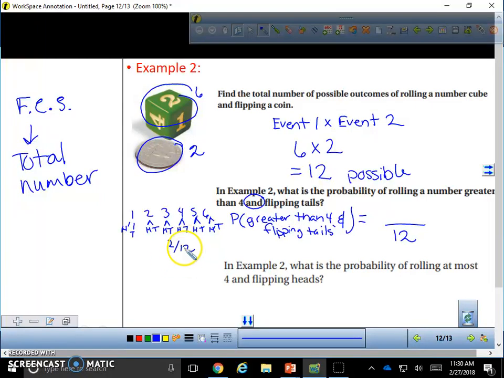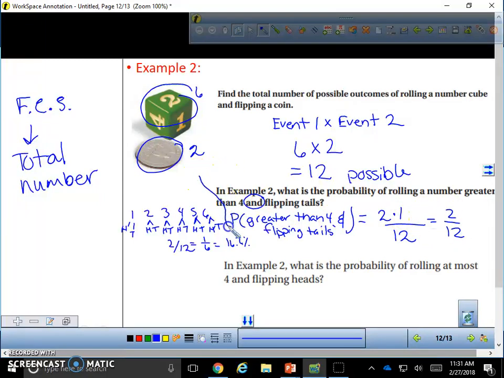Which reduces down to 1/6, which in percent is 1 divided by 6, 16.6%. Our first event, getting a number greater than 4, happens twice, times our second event of flipping a tails, which only happens one way. 2 times 1 is 2 over 12.